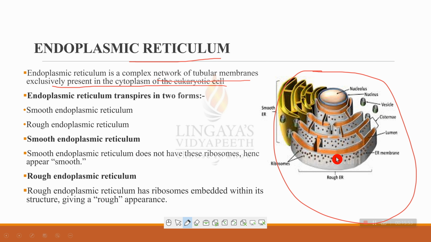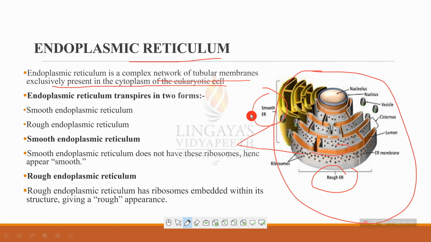Here you can see the structure of the ER, that endoplasmic reticulum is a network of tubular membranes. You can see the tubules that are present in this membrane. It is present in the cytoplasm of the eukaryotic cell. There are two types of endoplasmic reticulum. The first one is the smooth endoplasmic reticulum, and the second one is the rough endoplasmic reticulum.